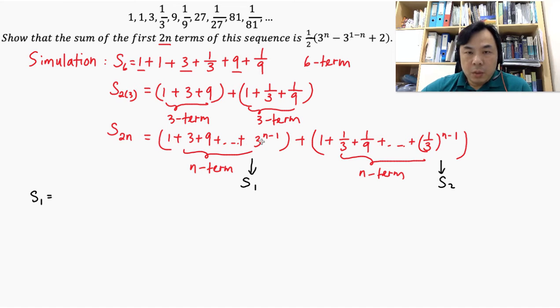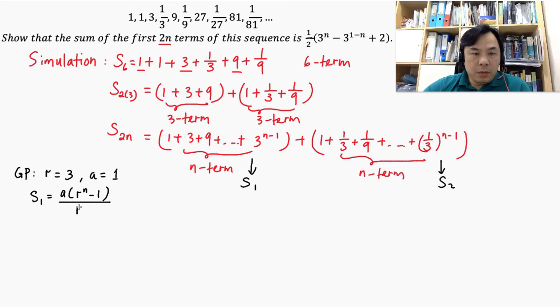So this one here is a geometric progression, or geometric series. The common ratio, I will use R to represent the common ratio, is 3. The first term is 1. Now, by using the formula for the sum of a geometric series, which is a(R^n - 1) over R - 1 here.